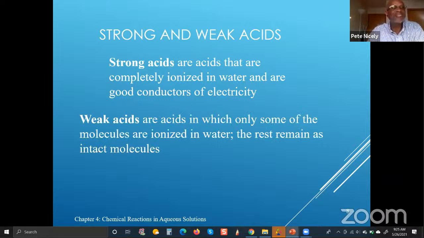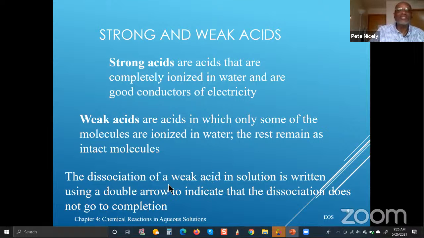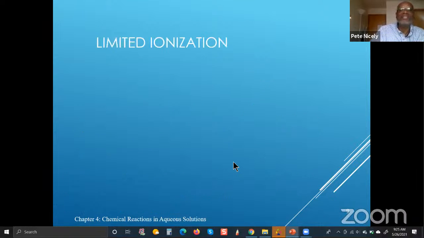Now, weak acids, on the other hand, are basically the opposite. They undergo partial dissociation, which means that only a small fraction of the acid molecules will undergo dissociation. And as a result, the amount of ions present will be relatively small, and the resulting solution will not be as good a conductor as in the case of strong acids, all right? And in terms of how we represent the dissociation, in the case of strong acids, we use a one-direction arrow to indicate that all the acid molecules are undergoing complete dissociation, whereas in the case of weak acids, we use a double arrow to indicate that the dissociation is not a complete dissociation.